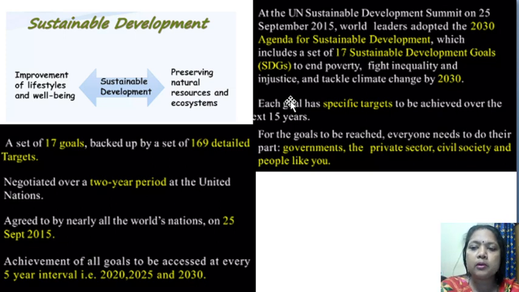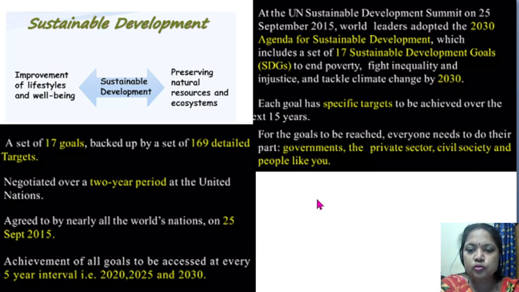Before this Sustainable Development Goal, there was another set of goals. Those are known as the Millennium Development Goals. Millennium means 2000, so in 2000 it was adopted. In those development goals, there were only 7 goals. But here in the Sustainable Development Goals, there are 17 goals. Each goal has specific targets to be achieved over the next 15 years.